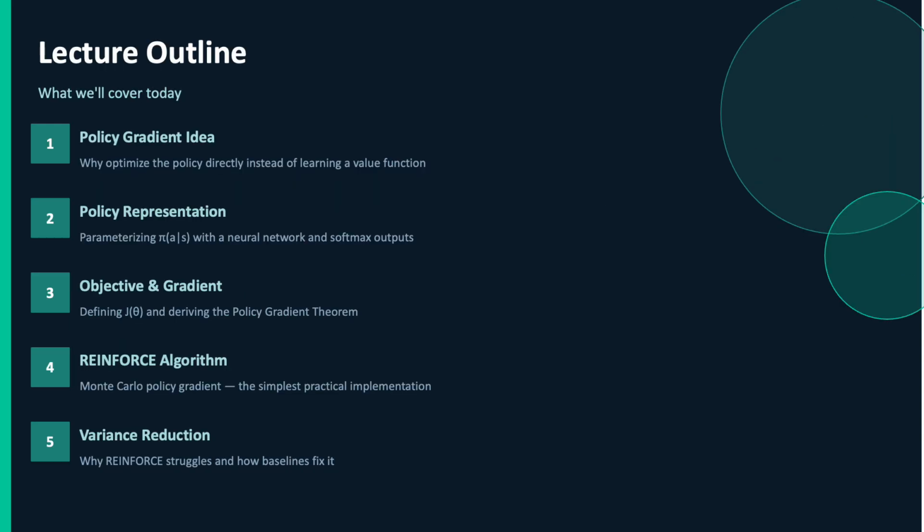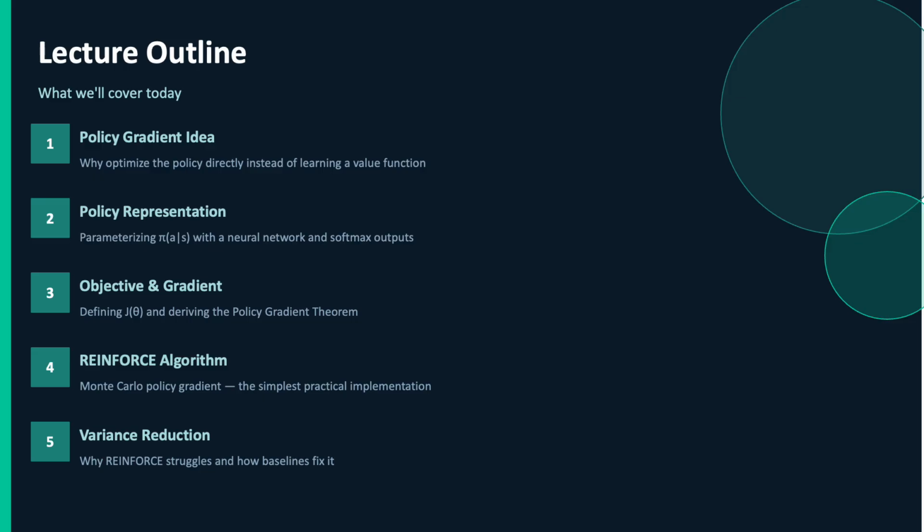This shift matters more than it might seem. Value-based methods struggle with continuous action spaces, can't represent stochastic policies cleanly, and rely on an argmax operation that does not differentiate through the action selection. Policy gradient methods solve all three of those problems simultaneously. By the end of today, you will understand the policy gradient theorem, be able to implement the REINFORCE algorithm from scratch, and know exactly where it breaks down and what to do about this.